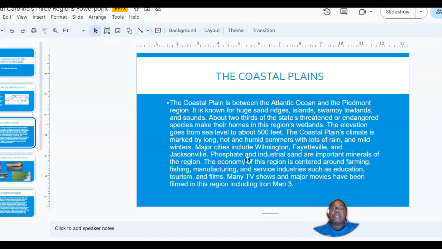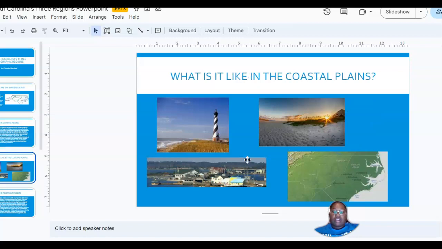Next, this is just background information on the coastal plains, telling them where it's located, how wide it is, the weather, different cities that are in that region. Next, this is just showing a few pictures, just to give them an idea of what it looks like. And down here we have a picture of where it's located. So it's like on the coast.